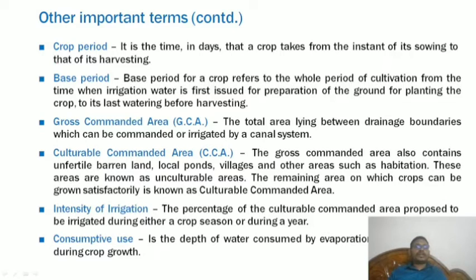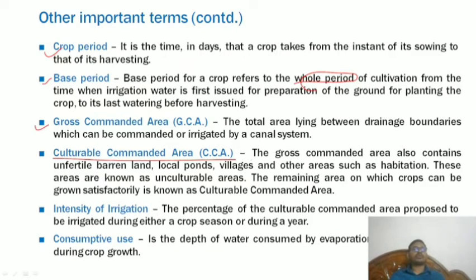Now, crop period and base period. Crop period is the time in days that a crop takes from the instant of its sowing to that of its harvesting. Base period refers to the whole period of cultivation, from the time when irrigation water is first issued for preparation of the ground for planting the crop to its last watering before harvesting. Gross command area is the total area lying between drainage boundaries which can be commanded or irrigated by the canal system.